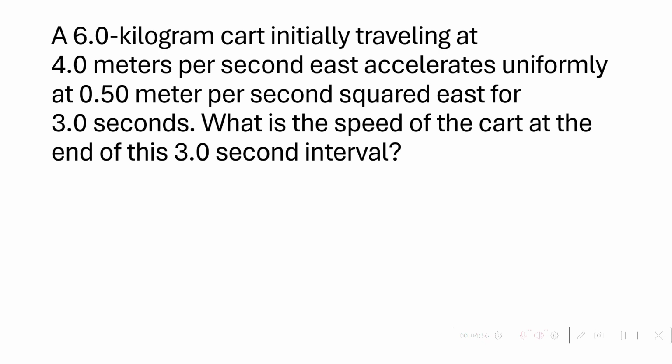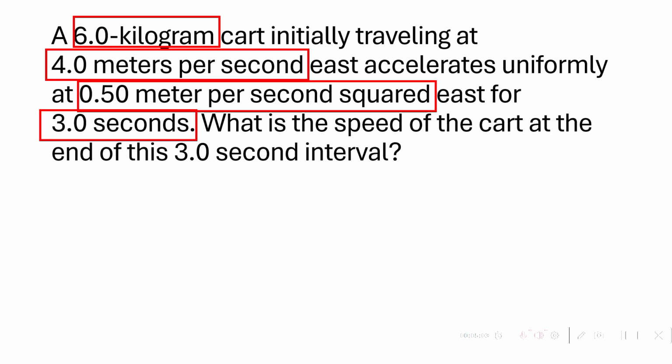Step 2 is you're starting to box things. So the 6 kilogram cart, the 4 meters per second, the 0.5 meters per second squared, and the 3 seconds. Okay? So 6 kilograms is our mass, 4 meters per second is our initial speed, our 0.5 meters per second squared is our acceleration, and our 3 seconds is our time.